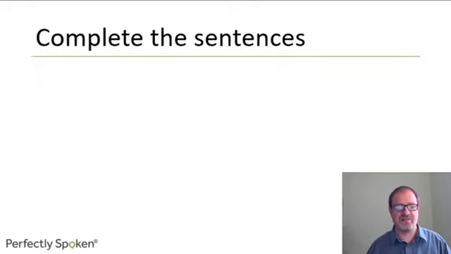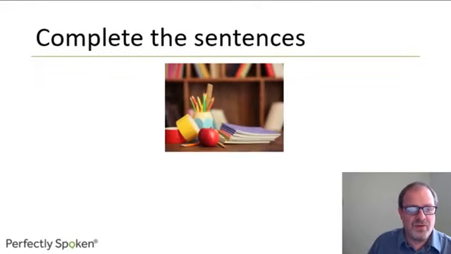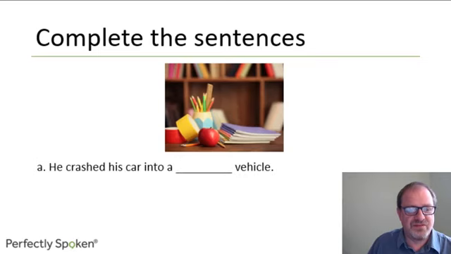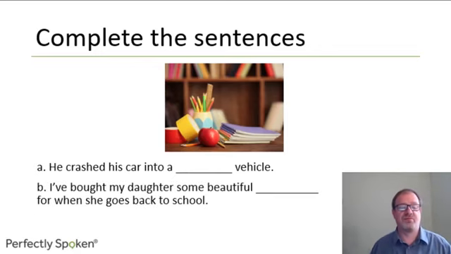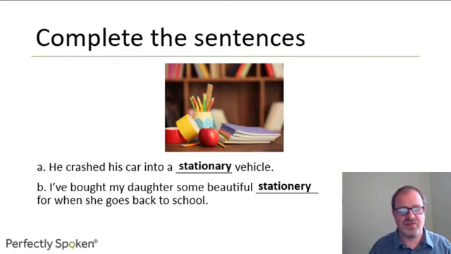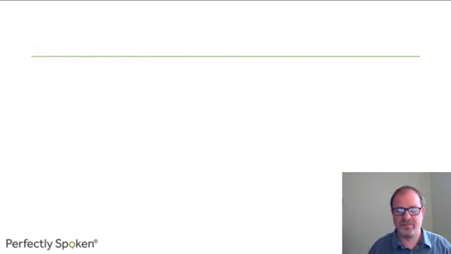So let's have a look at some examples here. Okay, so we've got some pencils, paper, books there. A, he crashed his car into a something vehicle, and B, I've bought my daughter some beautiful something for when she goes back to school. Well, the first one, he crashed his car into a vehicle which wasn't moving at the time, stationary with an A. I bought my daughter some beautiful pens, pencils, paper, etc. Stationery for when she goes back to school.